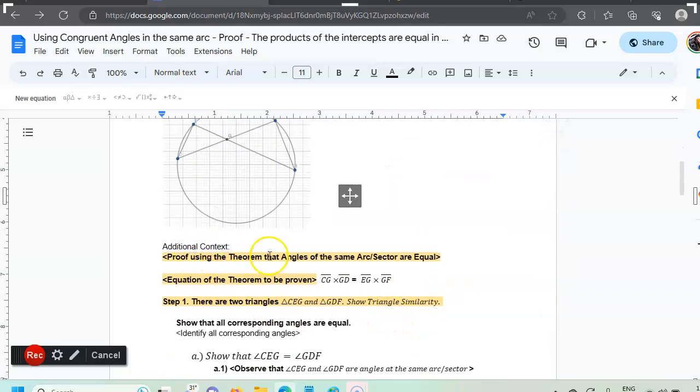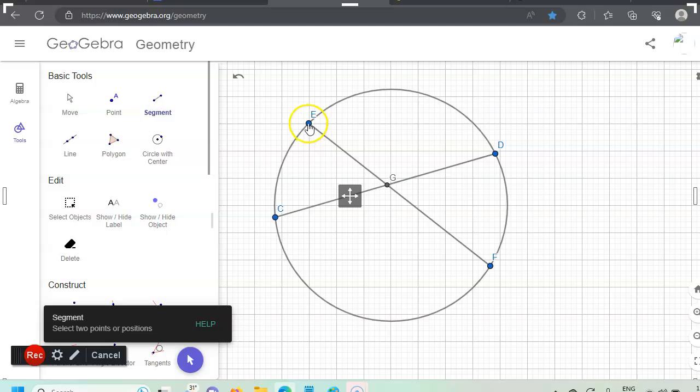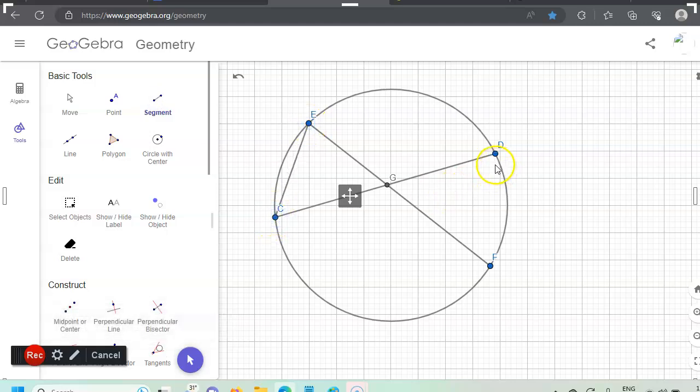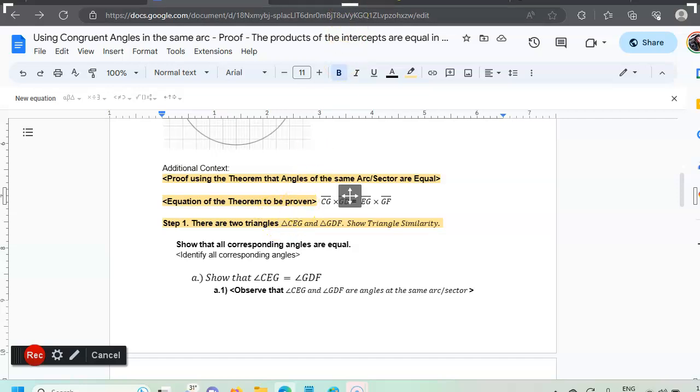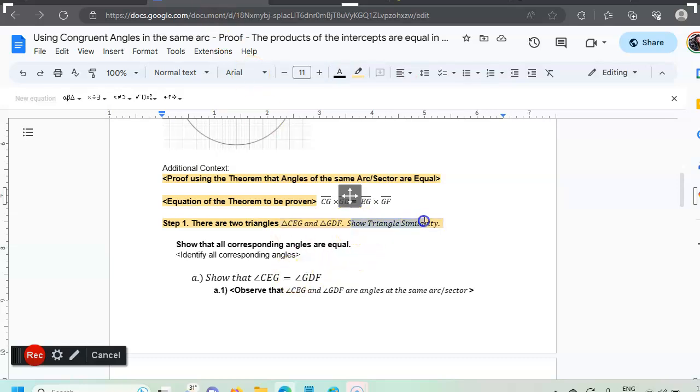To give additional context, I'm going to prove this theorem using a relevant theorem: angles of the same arc or sector are equal. So step 1, we are going to connect EC and DF. Right? So we now have 2 triangles: triangle CEG and triangle GDF. So we are going to show triangle similarity.